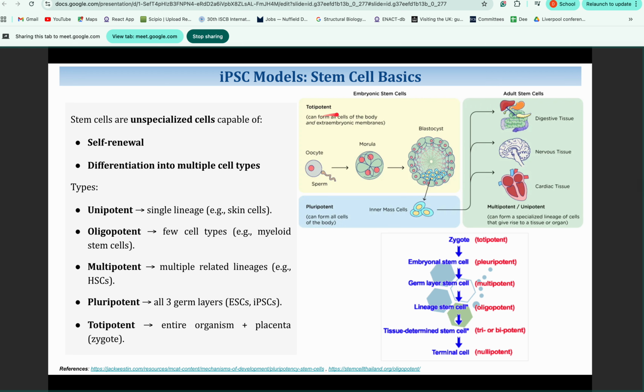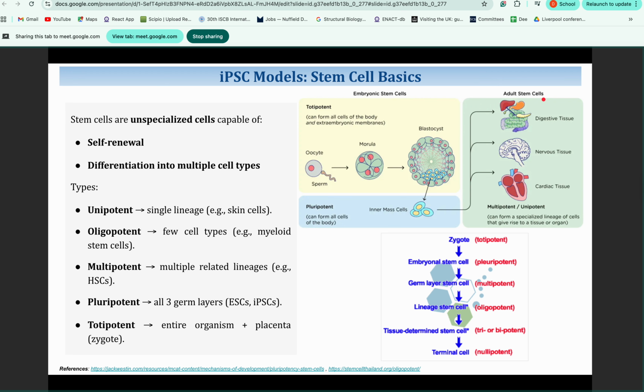Now, totipotency is the ability to form all the cells of the body. Oocyte, sperm, morula and blastocyst all come under embryonic stem cells. Then come the inner cell mass cells. They are pluripotent in nature, which means they can form all the cells of the body, but not the extra-embryonic membranes.